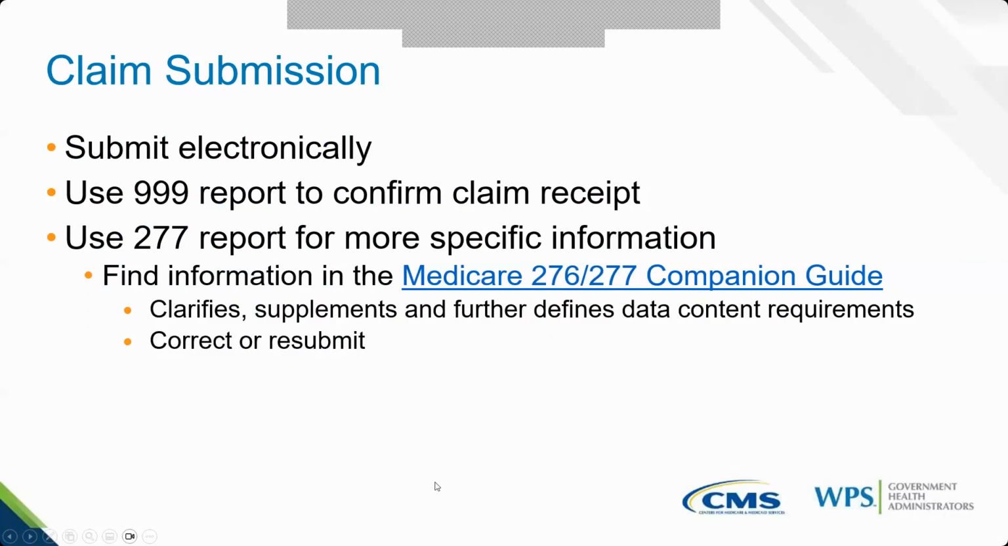This slide describes that claim submission in a bit more detail. Most providers submit claims electronically. Very few actually qualify for a waiver under a law that prohibits Medicare from making payment on any claim when it is not submitted electronically. Now, to confirm claim receipt, providers should use the 999 report, and use the 277 report for more specific information about the claim. Our electronic data interchange, or EDI, staff created a companion guide for the Medicare 276 and 277. This is a guide that helps clarify. It further defines data content requirements for an electronic claim. Now, based on these reports, the 999 and the 277 report, you'll know if the claim is rejected or if you need to correct or resubmit.